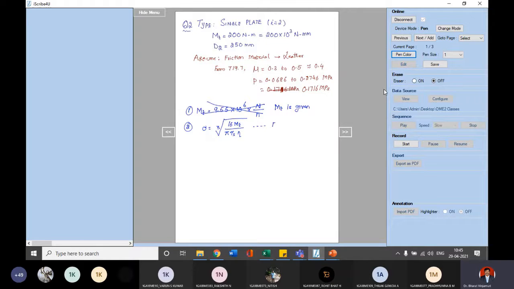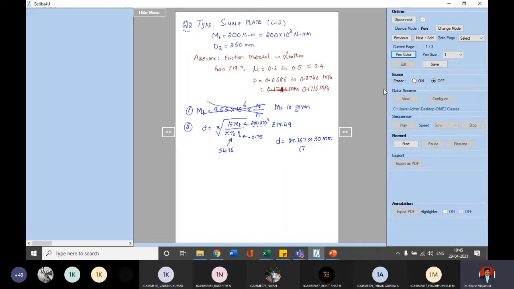From equation number 19.49, the value of eta is 0.75. By taking the assumptions, we assume that tau is 54.76. MT is given as 200 into 10 power of 3. So what will be the value of D now? D is equal to 29.167 mm. The standard value by default is 30 mm.